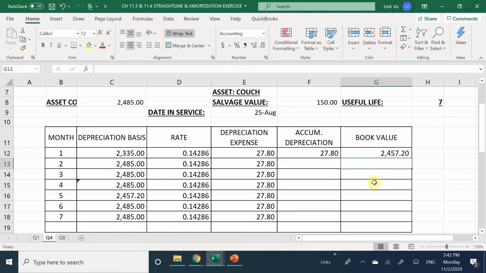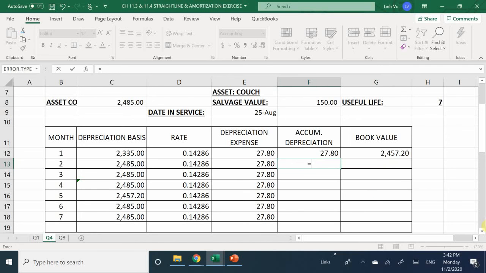200. That's why I took it off the depreciation basis. I didn't take it off the original cost. Okay, right. Excel is wrong. So, yeah, that's what I got. Yeah, 2457.20. There we go. Perfect. Okay, so what is the accumulated depreciation for the second year?